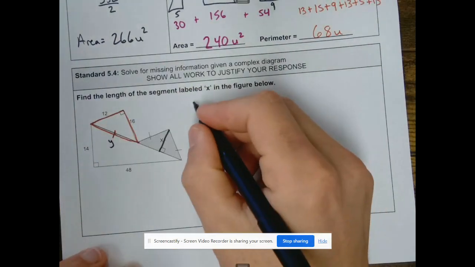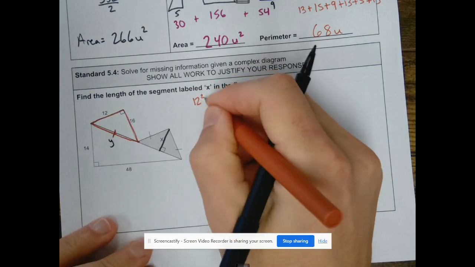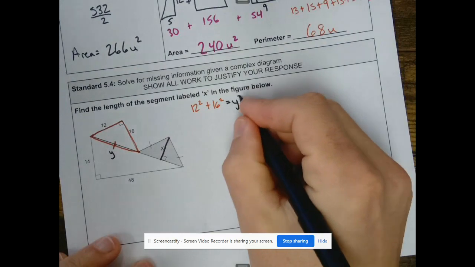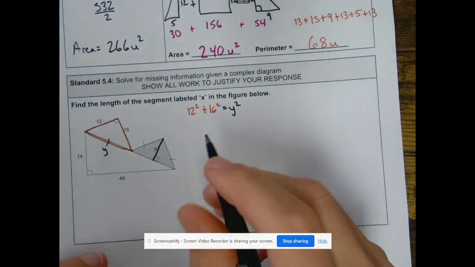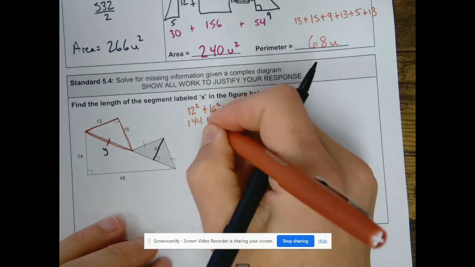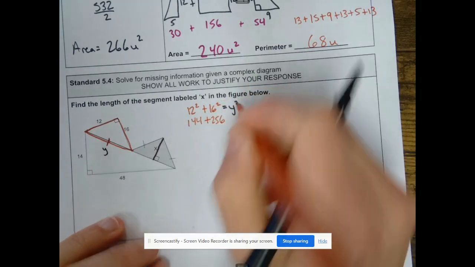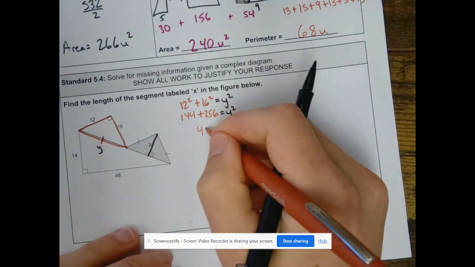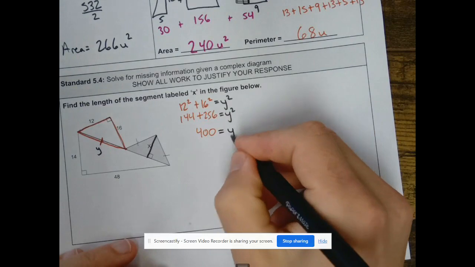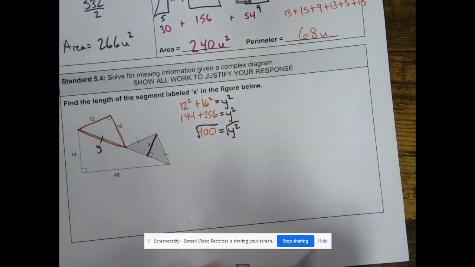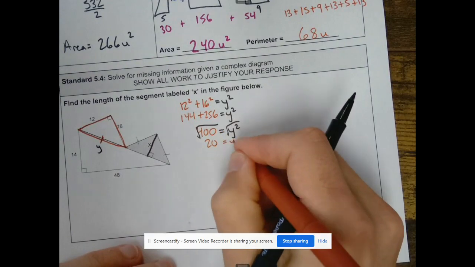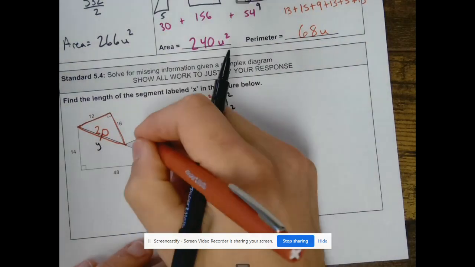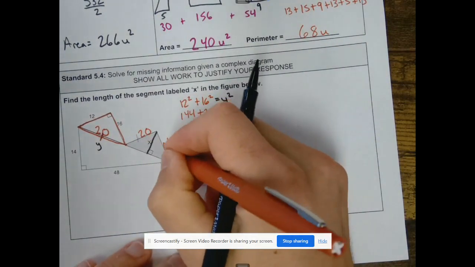So I could say 12 squared plus 16 squared equals y squared. 12 squared is 144. 16 squared is 256. That equals y squared. Again, y is just a placeholder. 144 plus 256 is 400. That equals y squared. Last step, square root both sides. And you're going to get 20 equals y. So this distance right here is 20. Now we know this side's 20 and this side's 20 because of those congruent marks.